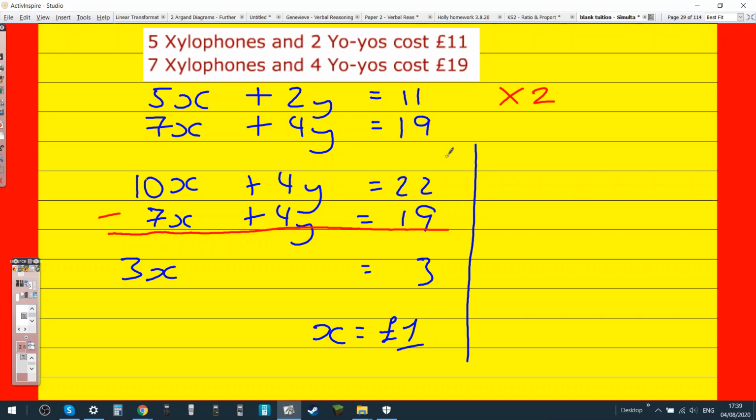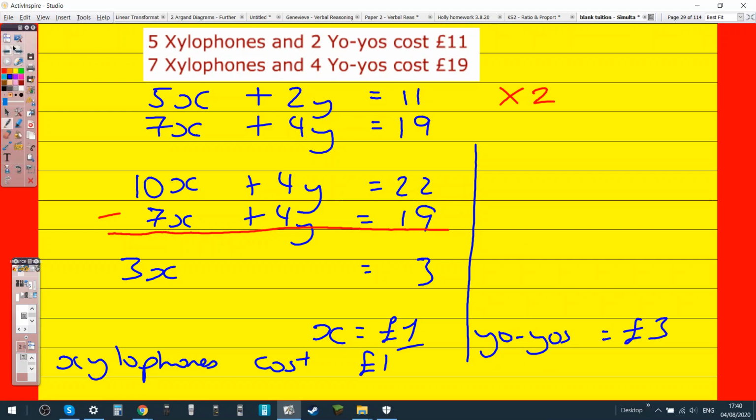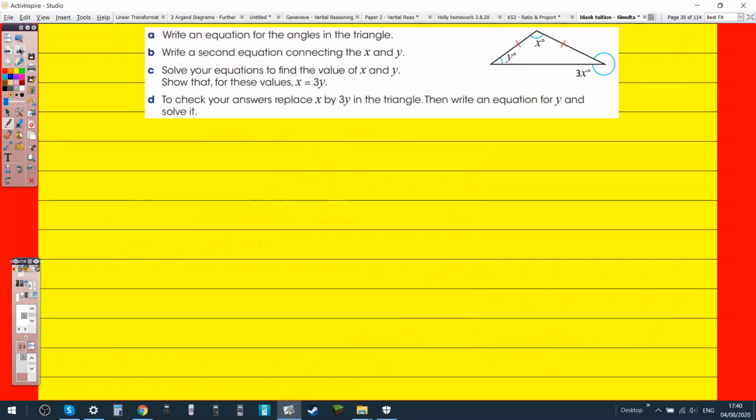So that means that xylophones cost £1. So that means yo-yos cost £3. That's it. Yo-yos, £3. Well done. Any questions about that? No. Good.